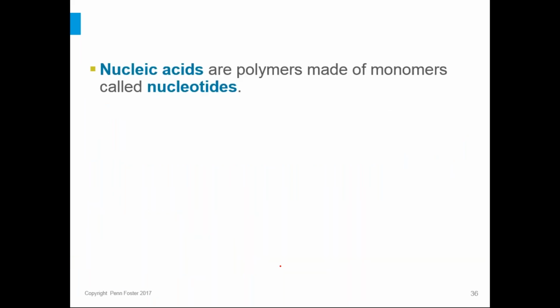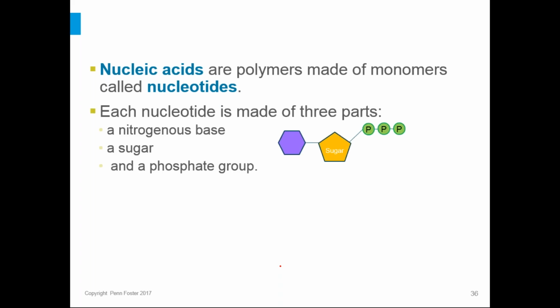And the other type of macromolecule is called nucleic acids. The nucleic acids are the polymers, and they're made up of monomers called nucleotides. Each nucleotide has three parts: a nitrogenous base, a sugar, and a phosphate group. At this point, you don't really need to know what those parts are. We will learn about that in later chapters, but those are the three things that make up nucleotides.